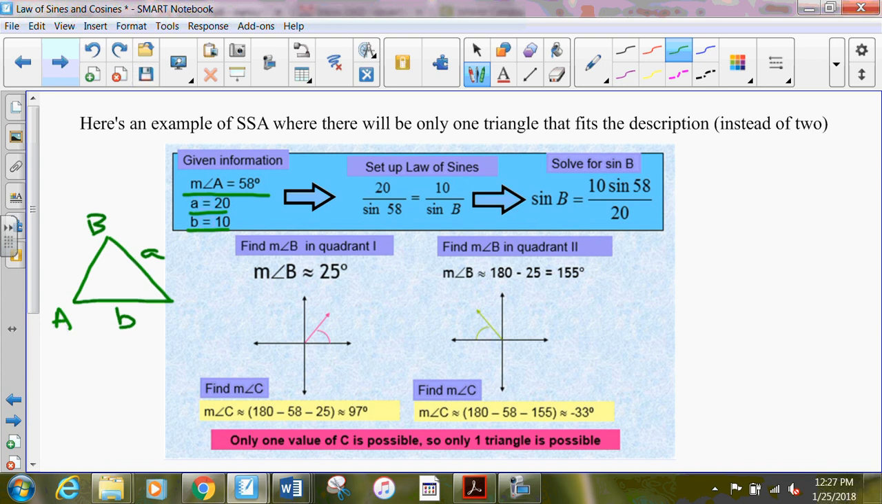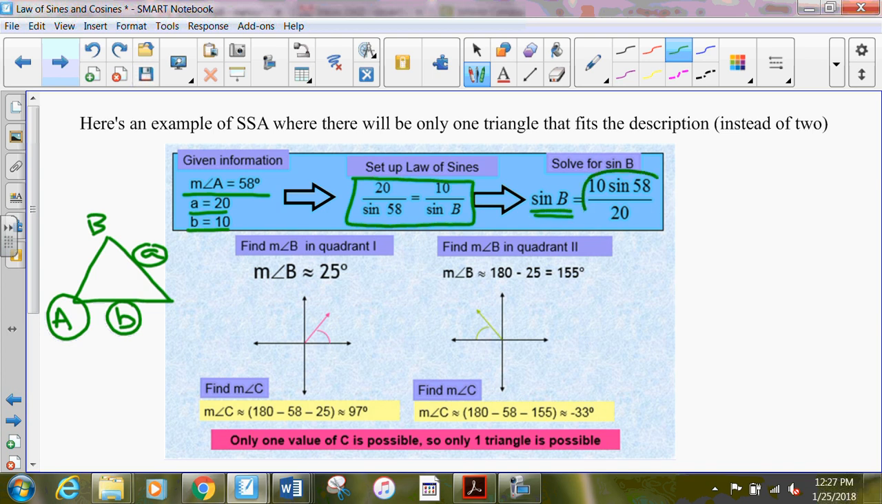I can see right away, right? I'm given this angle, this side, this side. It's an angle side side, so I'm going to be on the lookout. First, I'm going to set up my law of sines. Note that they did it backwards. That's okay. I'm going to cross multiply, which leads me here.